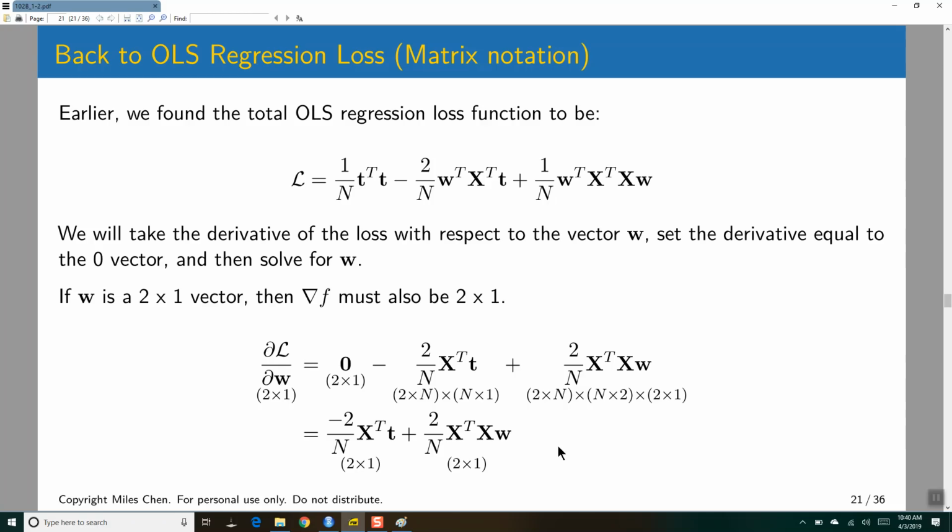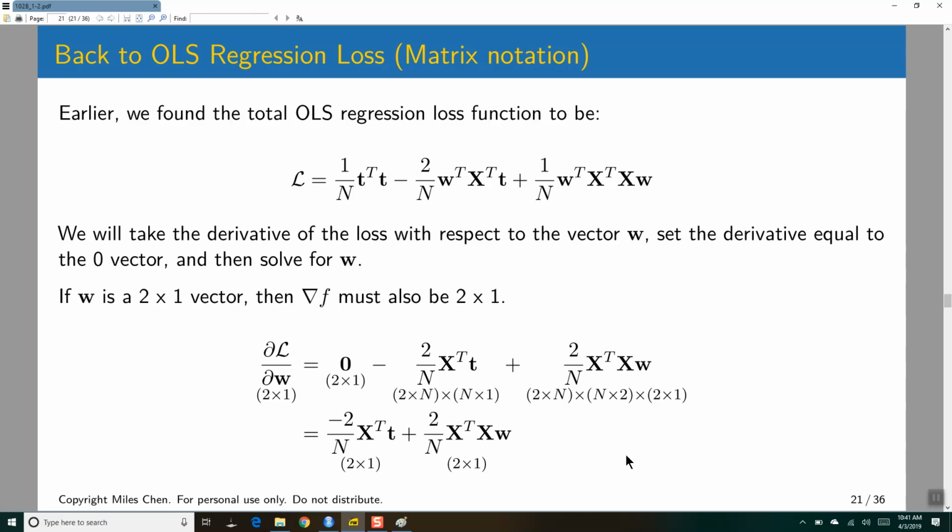And so now the derivative of the loss function with respect to w is this. The scalar constants remain. And I've got minus 2 over n times x transpose t plus 2 over n times x transpose x w over here.